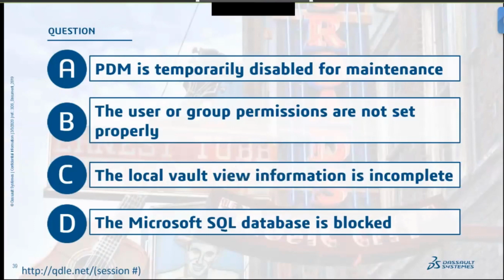One, PDM is temporarily disabled for maintenance. Two, the user or group permissions are not set properly, where your user or the group that you're in don't actually have access to it. Three, the local vault view information is incomplete, either from a bad installation or a modification. Or four, the Microsoft SQL database is blocked.